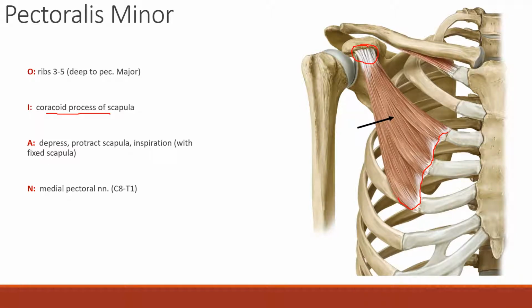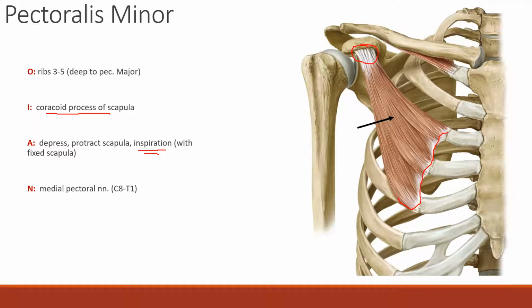It can also assist in depression of the scapula. So if you're reaching your arm down, you have to lower the scapula a little bit to give more mobility to the upper limb. Similarly to how the pectoralis major works, we have another action here. It can also act as a muscle of inspiration. So if you're holding your shoulders stable and taking a deep breath, this muscle will also pull on the ribs to allow you to take a deeper breath.